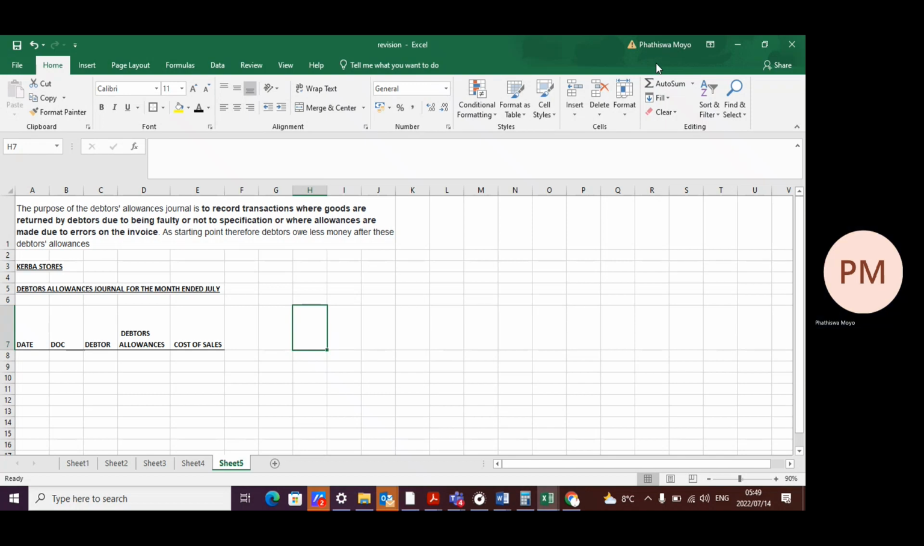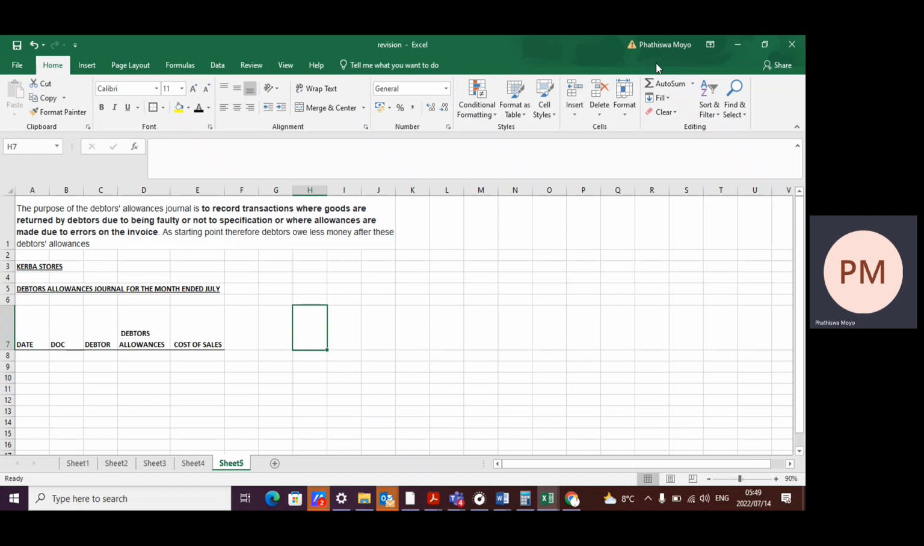Let's learn. The purpose of the Debtors Allowances Journal is to record transactions where goods are returned by debtors due to being faulty or not to specification, or where allowances are made due to errors on the invoice. As a starting point, therefore, debtors owe less money after these debtors' allowances.